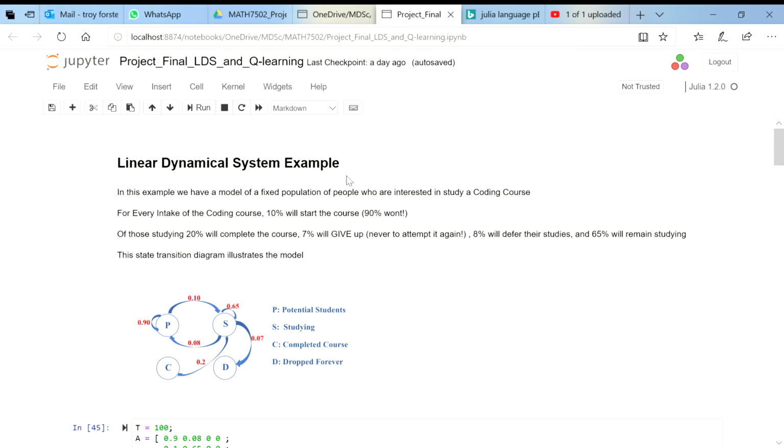One's a linear dynamical system, which is a special case of the Markov system, where the next state is a linear function of the current state. And then we'll go down and have a look at some Q learning. So here's our linear dynamical system, and we've got 4 different states here. Each of these states represents a pool of students who might be interested in studying a coding course.